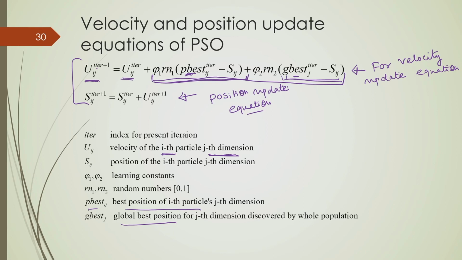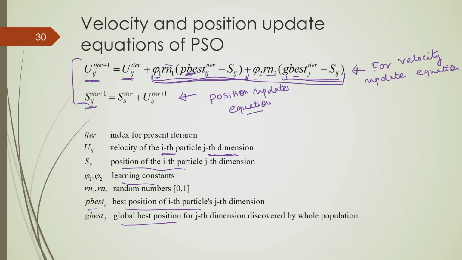Those who have a fair idea of such population based metaheuristic algorithms can understand, and this fitness function is eventually derived from our objective function. It can directly represent the objective function, or it can be some modified form of the objective function. And there are many other parameters which I am not going into detail, like phi 1, phi 2 representing learning constants. These are random numbers rn 1, rn 2, and this S is basically representing the position of the ith particle, jth dimension, meaning the jth decision variable.